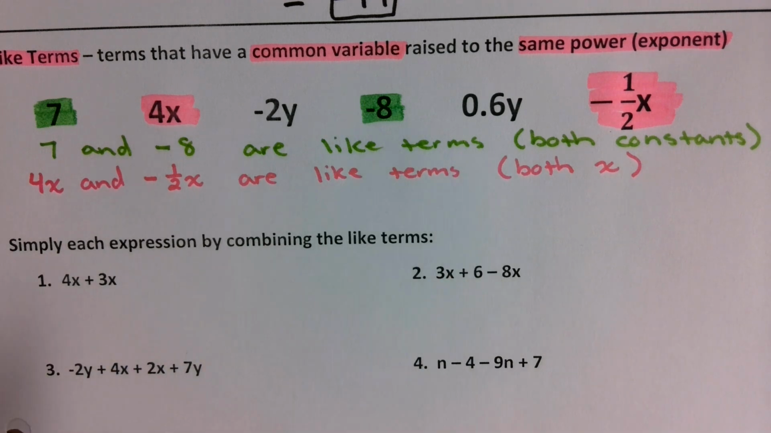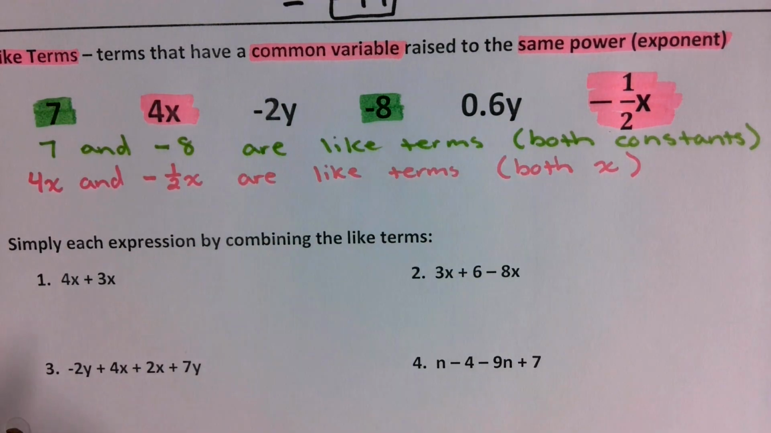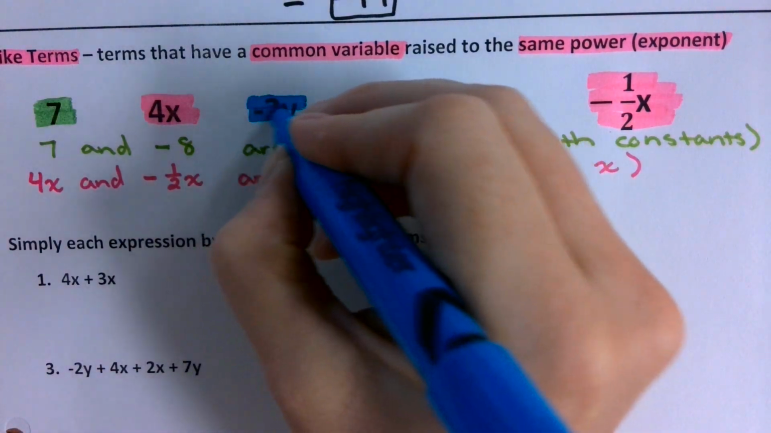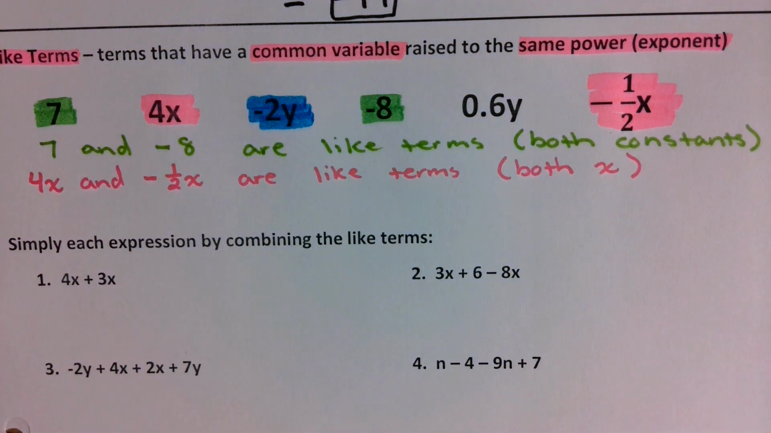Okay, so we still have some stuff up here that we haven't highlighted. Let's go and check them out. We've got a negative 2y. I'm going to highlight that one in blue. And the reason I'm going to highlight in blue is because I know it's not the same variable as x. It's a y variable, so I don't want to highlight it the same color as my x. I want to choose something different.